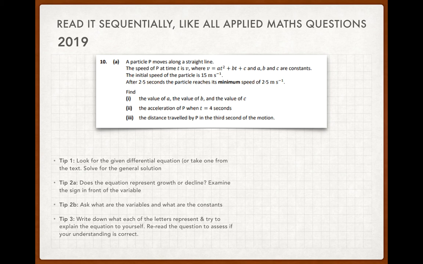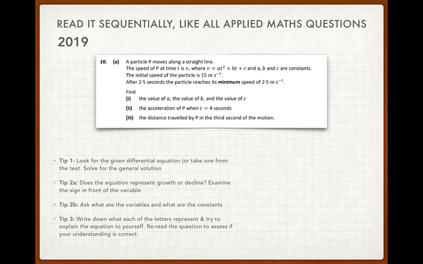And the second thing is we're told about a minimum speed. So if you differentiate that function and leave it equal to 0, you'd have 2at plus b equals 0, and that occurs after 2.5 seconds. Put in your 2.5, you have a second equation for a and b. Solve those simultaneous equations to get a and b. Okay, that's one done.